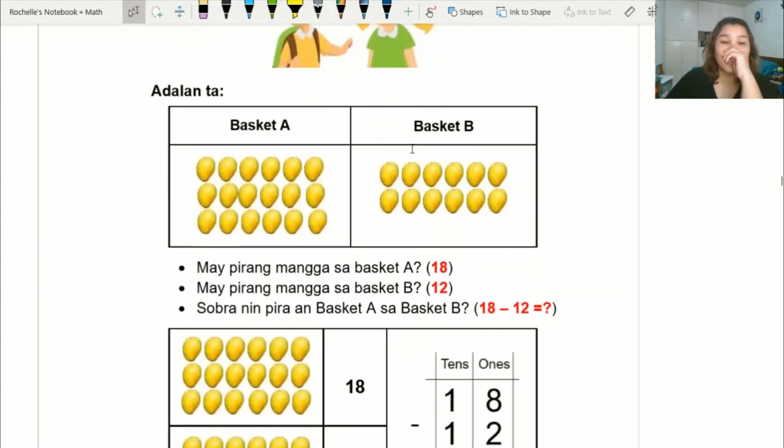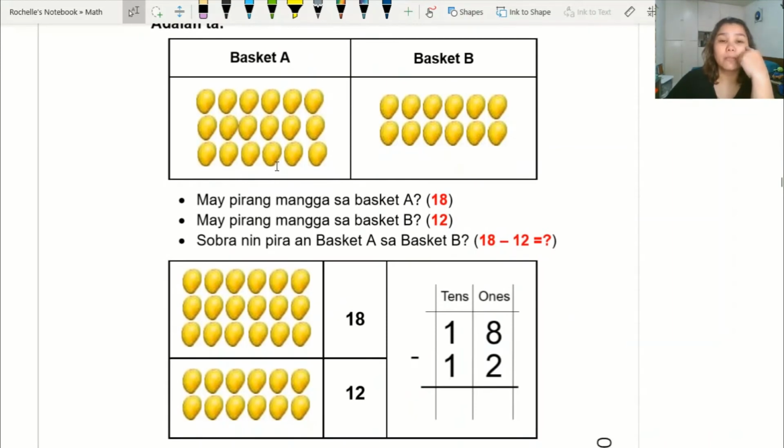Okay. So adalanta, basket A and basket B. Pirang mangga sa basket A, we have 18 in all. Kung gusto nyo, you can skip count. So, 3, 6, 9, 12, 15, 18. And then, may pirang mangga sa basket B. So, we have 12. So, you can make use of counting by 2. So, 2, 4, 6, 8, 10, 12. So, 18 and 12.